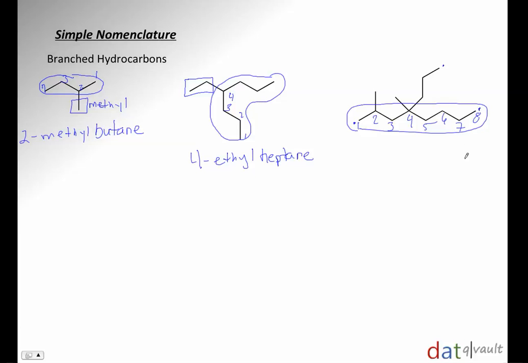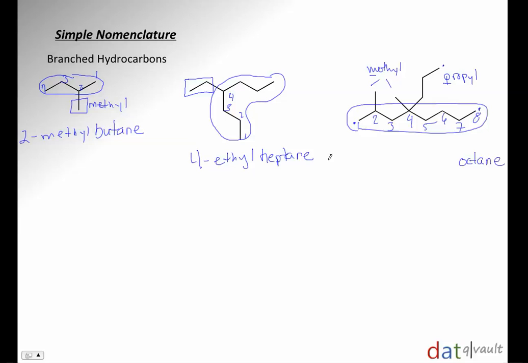So this is an octane chain. These substituents here are methyl substituents. And the substituent right here is a propyl substituent because it has 3 carbons. Alright, so now that we have 2 kinds of substituents, we need to put these in alphabetical order, which is our next rule if we have more than 1 substituent on our hydrocarbon. So methyl comes before propyl in the alphabet.